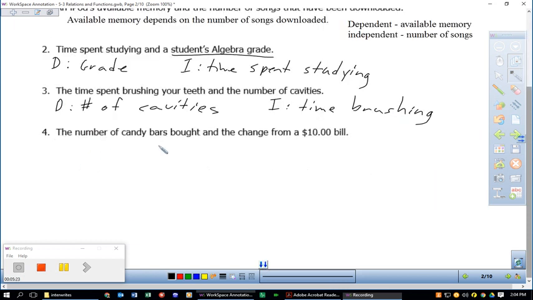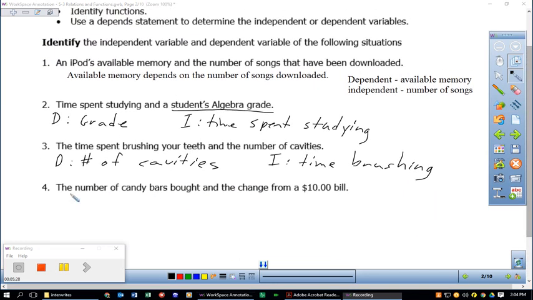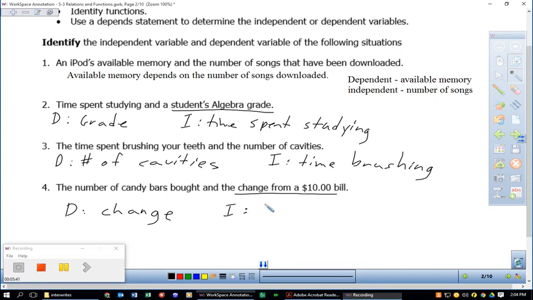Number 4, the number of candy bars bought and the change from a $10 bill. So I would say that the change that you got depends on the number of candy bars you bought. So our dependent is our change, and our independent is the number of candy bars. If you can say that out loud, one depends on the other, then you are almost there. It's a really common thing that time is independent. It's also very common that money is dependent. Money depends on other stuff. So that's just something to keep in mind.